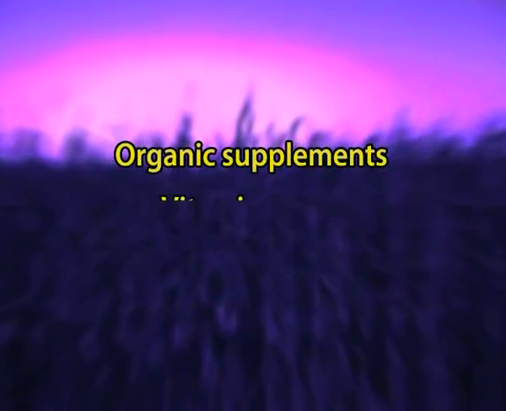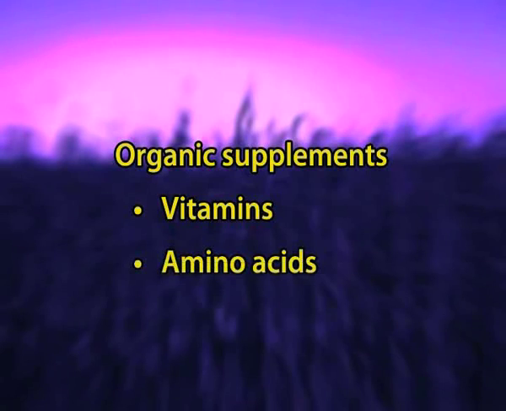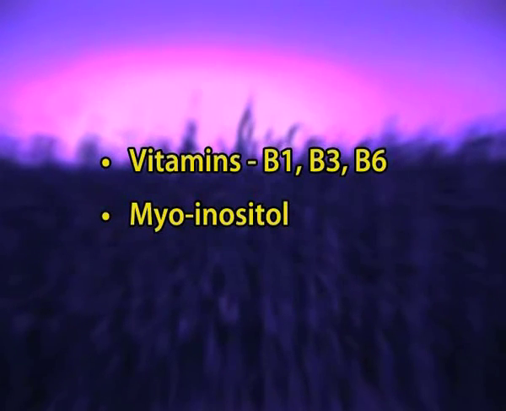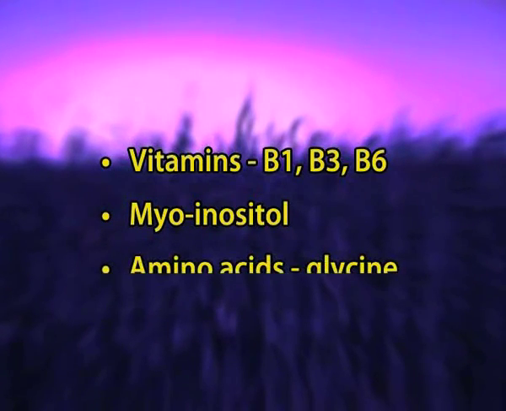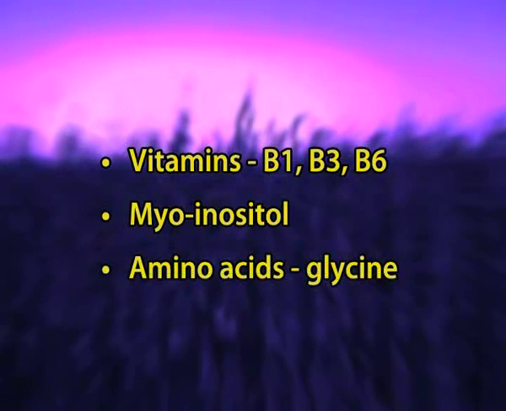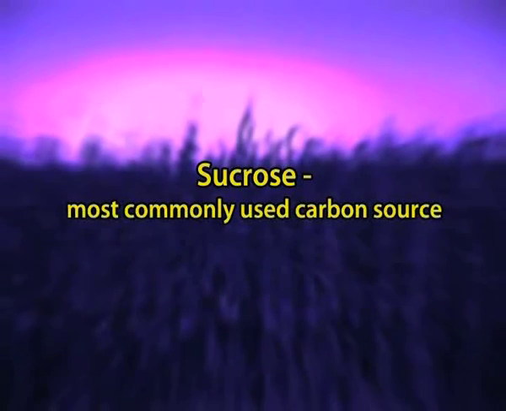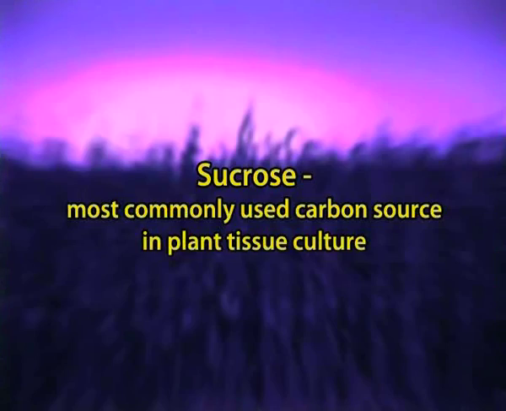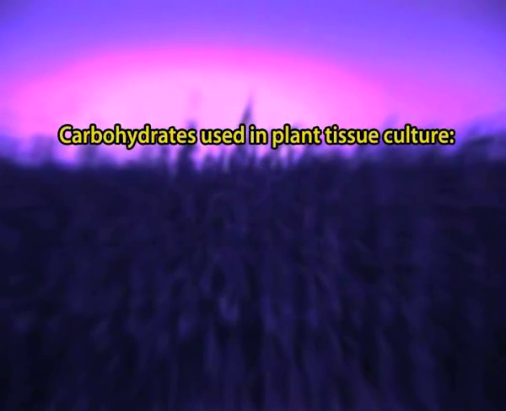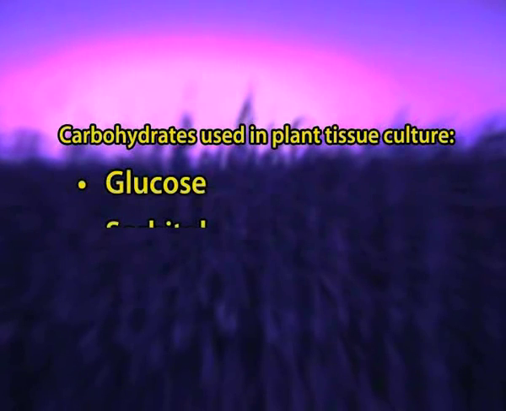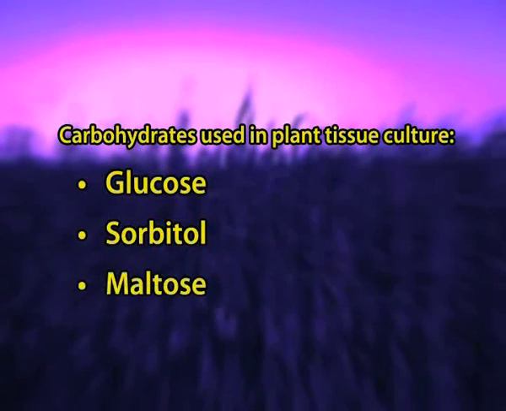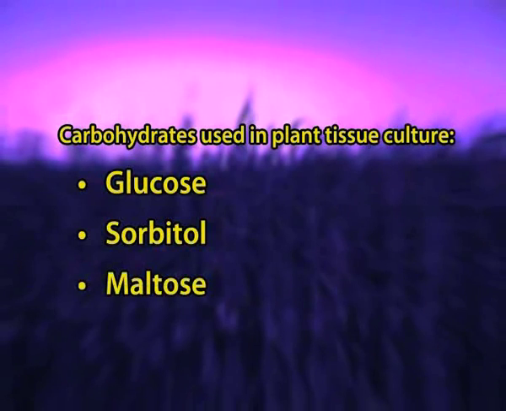Organic supplements. Organic supplements include vitamins and amino acids. Among the vitamins, vitamin B1, B3, B6, and myo-inositol are used in the plant tissue culture medium. Among the amino acids, glycine is most commonly used. The most commonly used carbon source in plant tissue culture medium is sucrose. However, carbohydrates like glucose, sorbitol, or maltose are also used in some preparations.